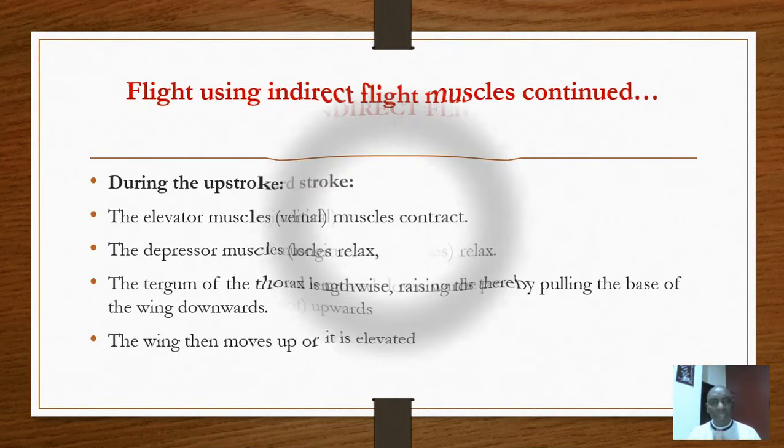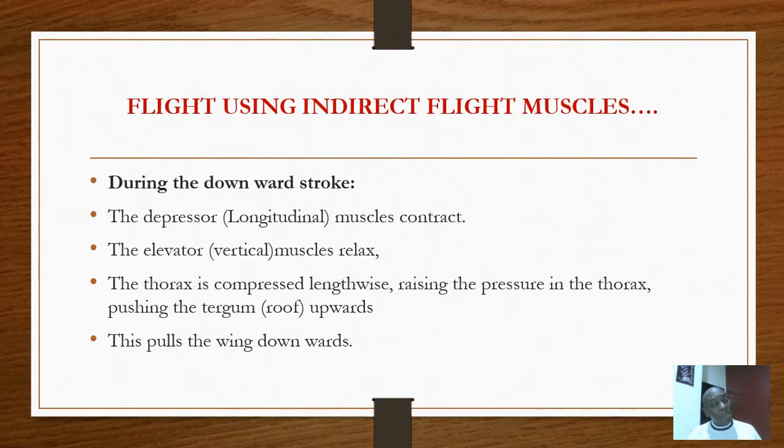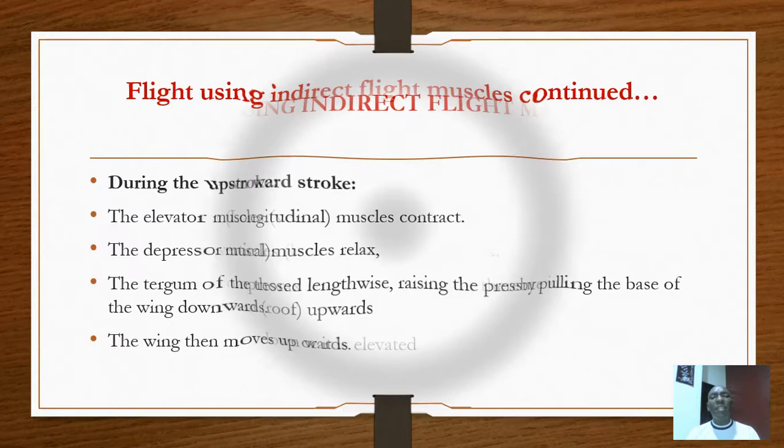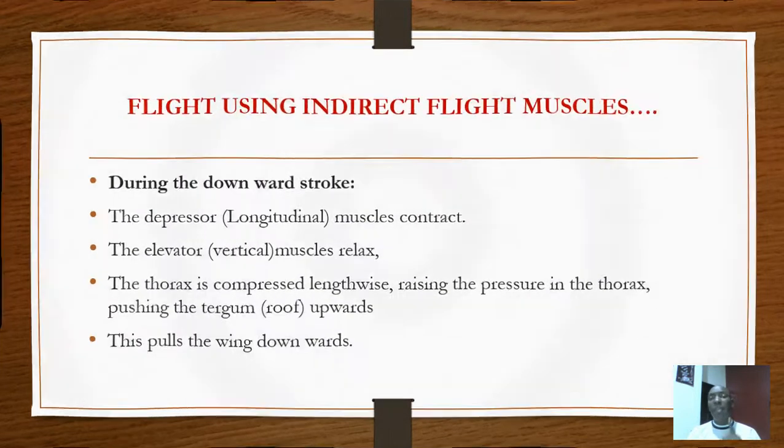In summary, flight using indirect flight muscles. During upstroke, the elevator muscles contract, the depressor muscles relax, the tegum or roof of the thorax is pulled down, the base of the wing is pulled down, and the wing moves up. During downstroke, the depressor muscles contract, the elevator muscles relax, the tegum or roof of the thorax moves up, and the wings are moved down. So that is flight using indirect flight muscles, where the muscles do not attach to the wings but attach to the thorax. So that is flight in insects.